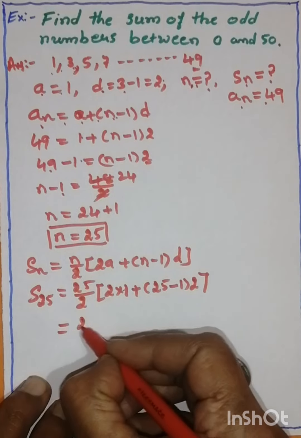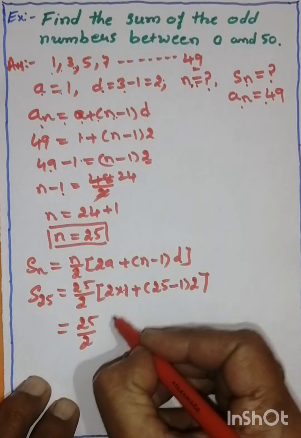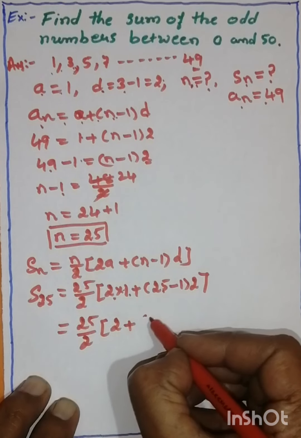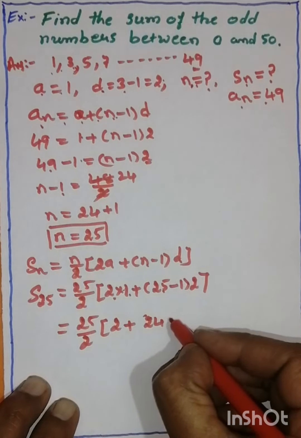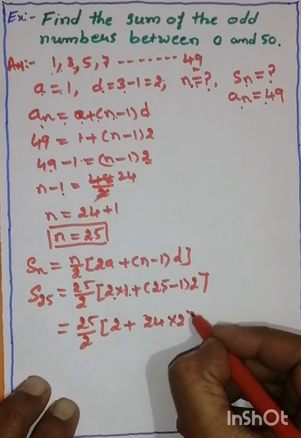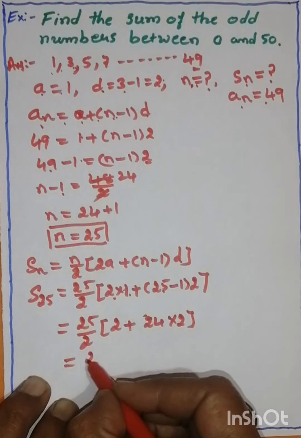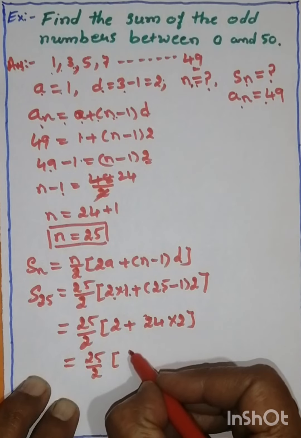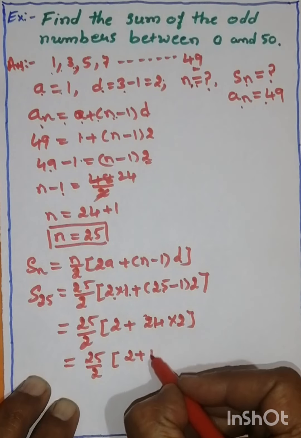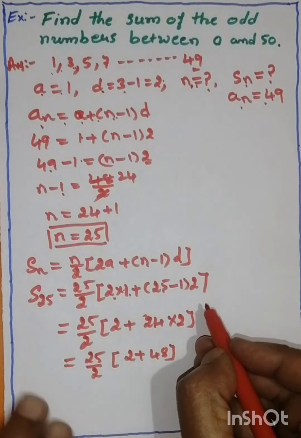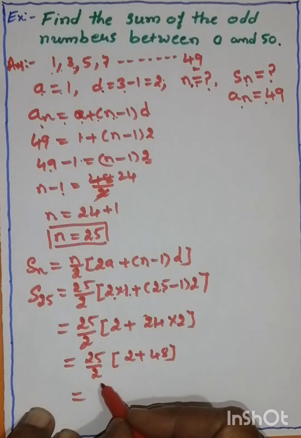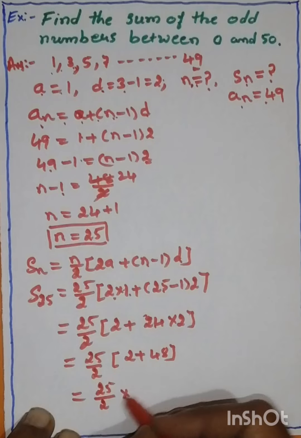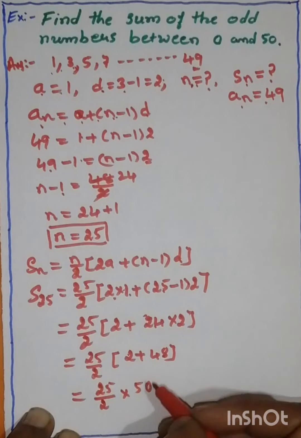Now 25 by 2, 2 1s are 2, plus 25 minus 1 is 24 into 2. 25 by 2 into 2 plus 24 2s are 48. This equals 25 by 2 into 48 plus 2 is 50.